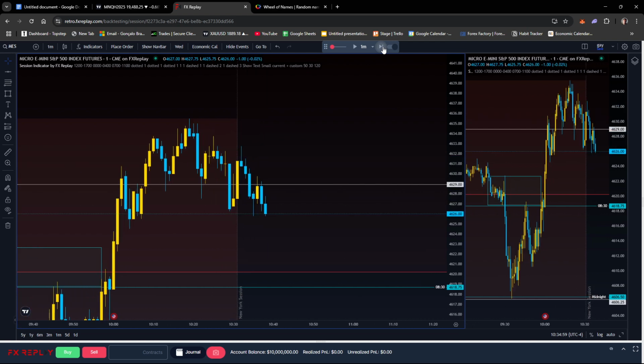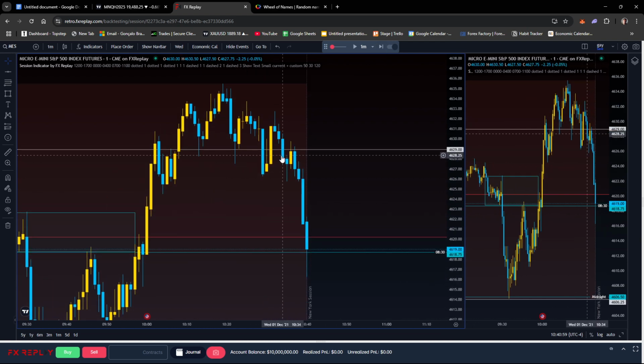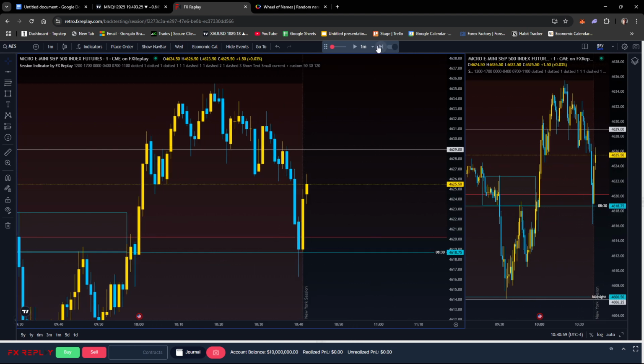Starting to accumulate. We'll go to the next macro. So let's see some volume here. I like this. We just swept the low. So now we can have conviction taking buys.